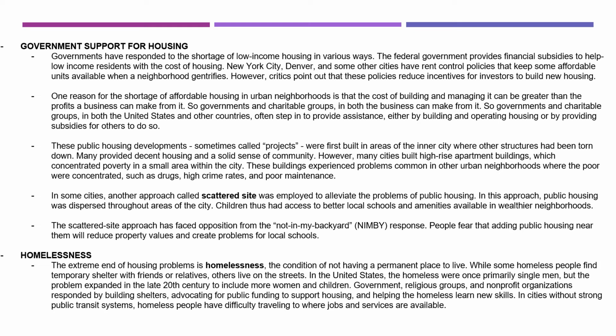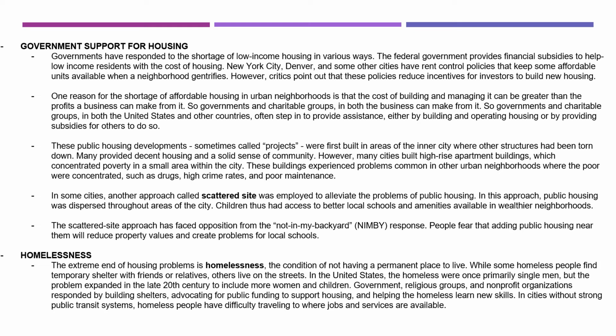One reason for the shortage of affordable housing in urban neighborhoods is that the cost of building and managing it can be greater than the profits a business can make from it. So governments and charitable groups in both the US and other countries often step in to provide assistance, either by building and operating housing or by providing subsidies for others to do so. These public housing developments, sometimes called projects, were first built in areas of the inner city where other structures had been torn down. Many provided decent housing and a solid sense of community.